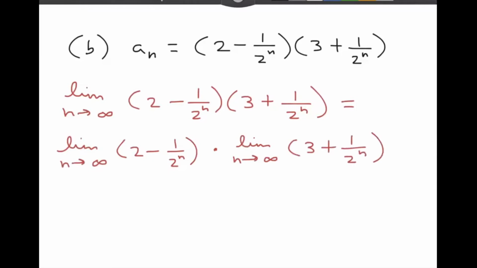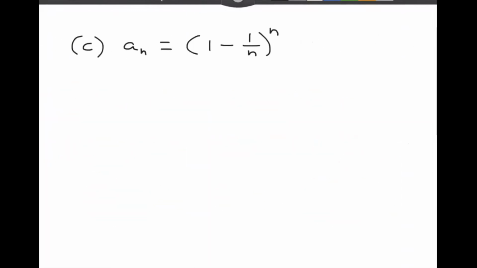All right, as n goes off towards infinity, 2 to the n absolutely blows up, right? And so 1 over 2 to the n approaches 0. Therefore, the limit as n approaches infinity of 2 minus 1 over 2 to the n is 2. And the limit as n approaches infinity of 3 plus 1 over 2 to the n is 3. And therefore, this sequence a sub n converges to 6. All right, letter C.